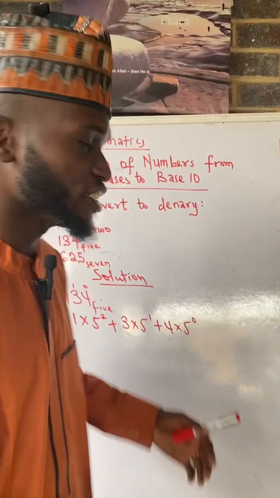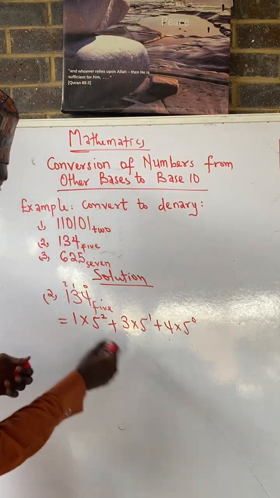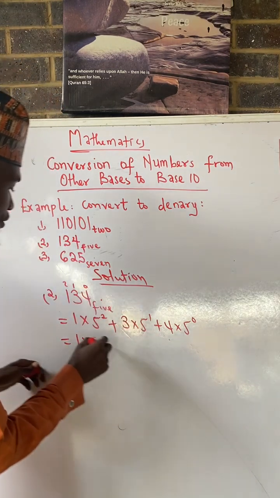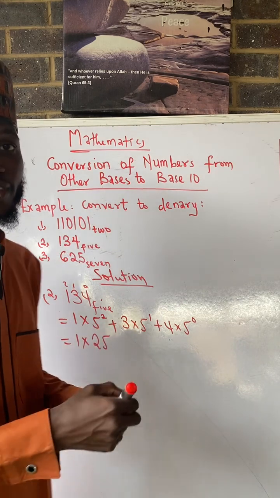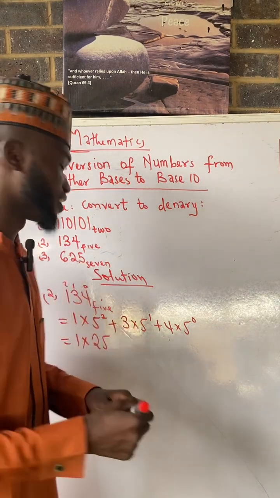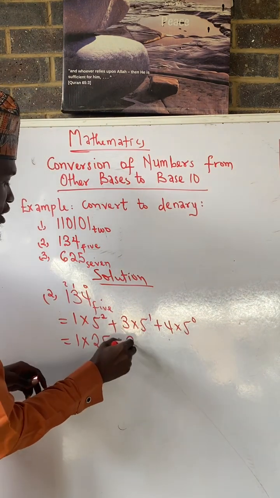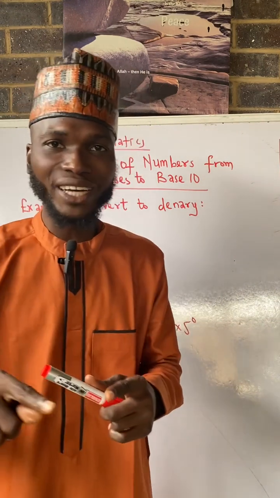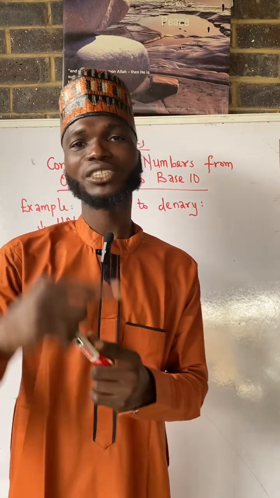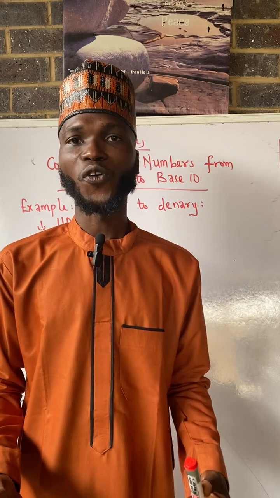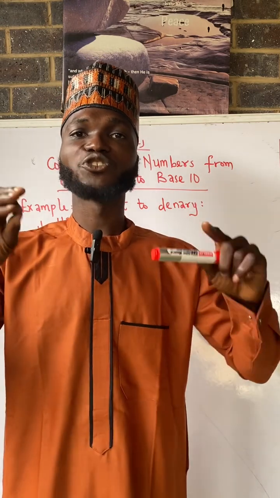Now, the next thing is to simplify as usual. So we say 1 times 5 raised to the power 2 is 25. So we write it. That's 5 times 5, 25, not 5 times 2. Get it? So we move on. This 3 times 5 to the power of 1 is 5. Anything raised to power 1 is still that thing. So that means 3 raised to power 1 is 3. 4 raised to power 1 is 4. So that's how it goes.